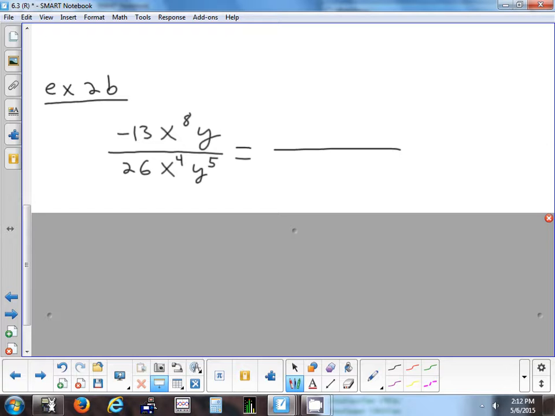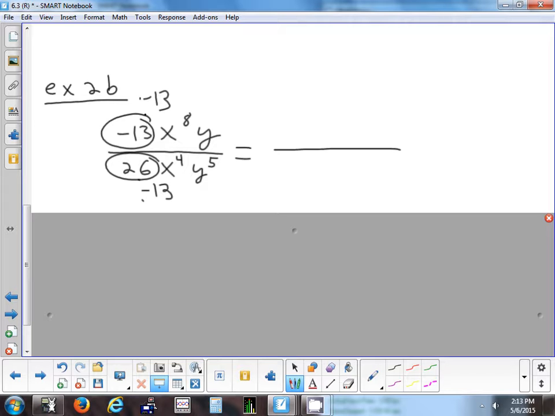All right, so in this one, Sam S., what are my two constants? -13 and 26, right? What can I use to reduce those? Anybody know what number goes into both? Kind of a big number. Good, Spencer, right? I'm going to divide both by 13. Divide this by 13, divide this by 13.